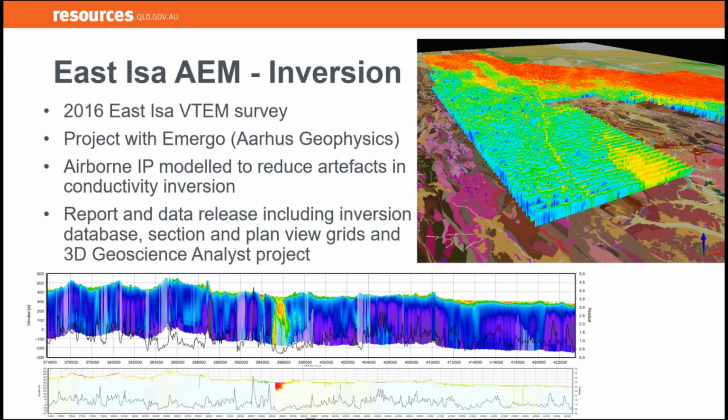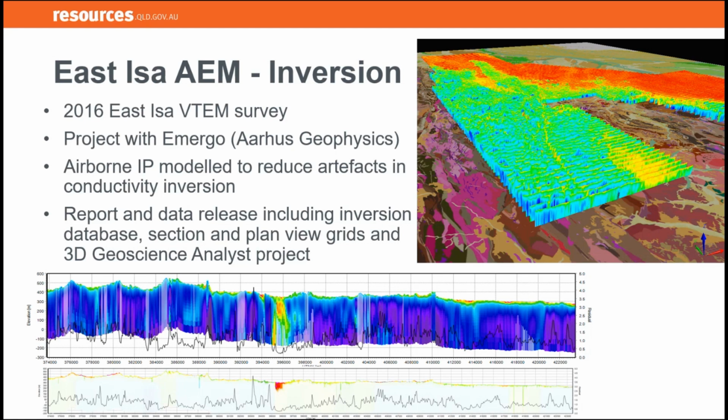So this has been a project we've worked on with Imago, based out of Italy, who are modeling the airborne IP data and reducing that from the original AEM data, and then doing an inversion of the AEM data that gives us a much cleaner inversion for a lot of these lines where we do have significant airborne IP effects.